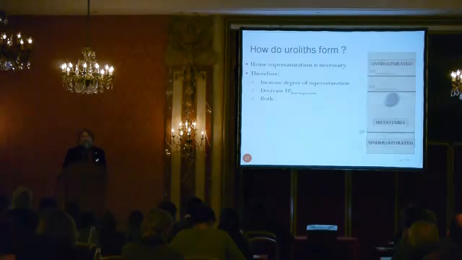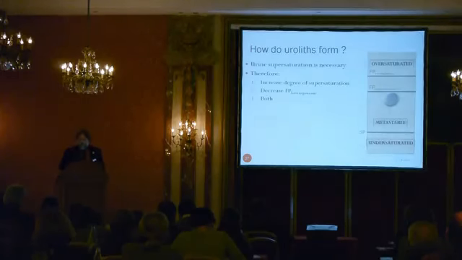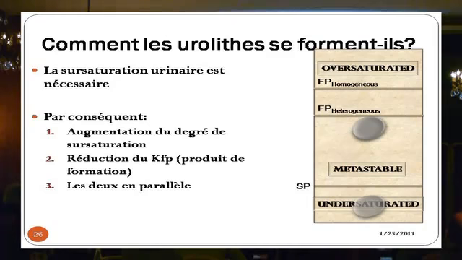The other thing that can occur is that formation product where heterogeneous nucleation occurs, where new crystals form on other crystals or other foreign material or proteins or cells. If that formation product is lowered, then stones and crystals will form, or a combination of the two.